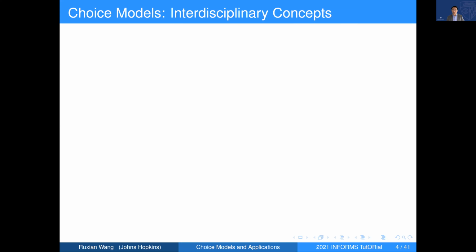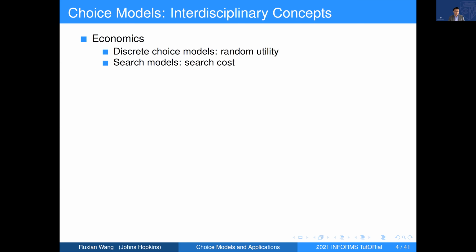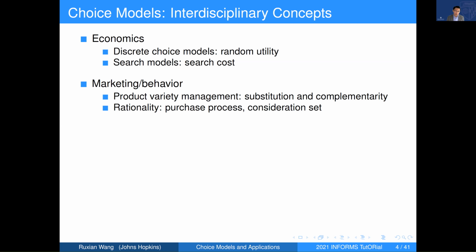Choice models are interdisciplinary concepts. In economics, researchers consider discrete choice models with a random utility. Sometimes they also incorporate search cost into search models to develop a hybrid model that considers search behavior and also choice behavior. In marketing and operations, researchers consider product variety management, including substitution or complementarity effects. Rationality is often an important topic in the consumer purchase process or consideration set formation process.